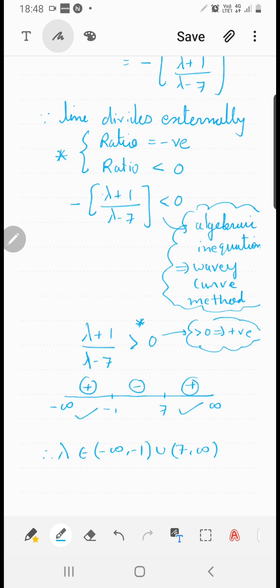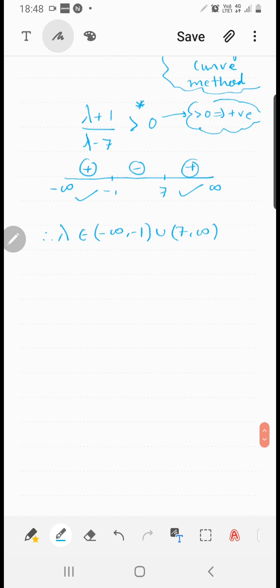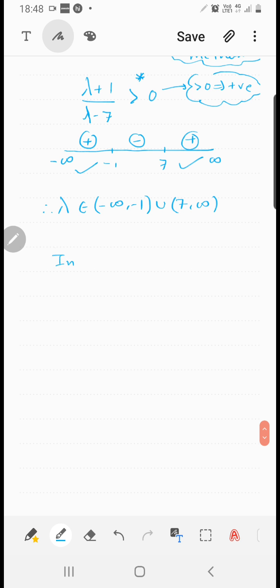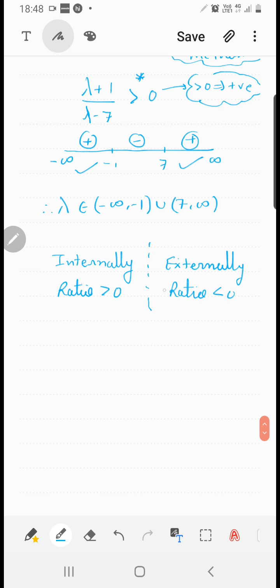Okay, so that is how we got this particular result. So in this type of sum, I repeat, what you need to understand is internally, ratio not given, and externally, these are the two concepts given. If it is internally, can I say ratio greater than 0? If it is externally, can I say ratio less than 0? Okay, so these are the two things which you should keep in mind. And on top of it, to simplify, you need to be good in wavy curve method. Okay, so that was all about ratio given and ratio required.